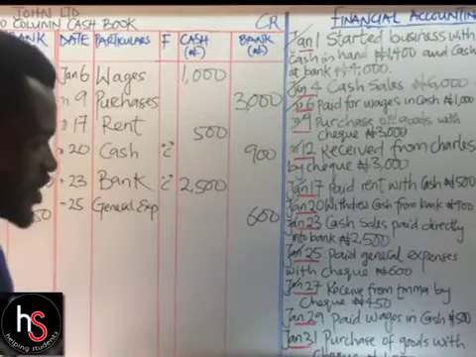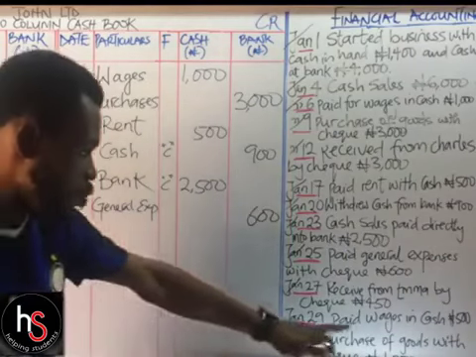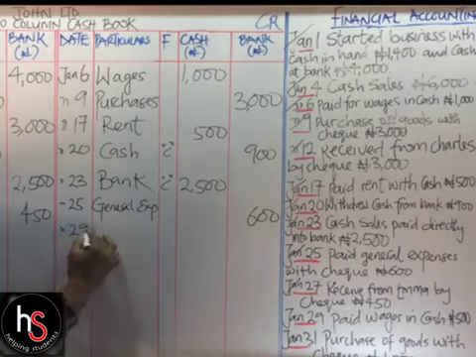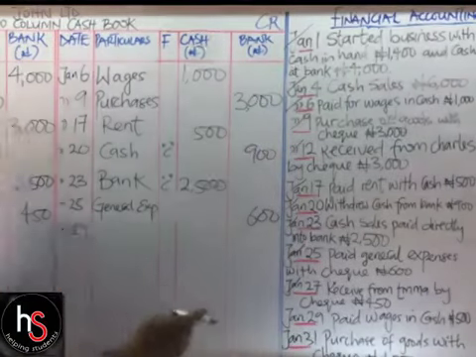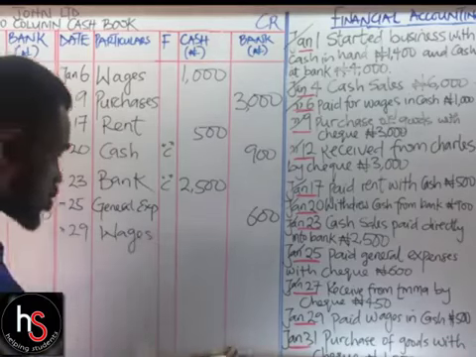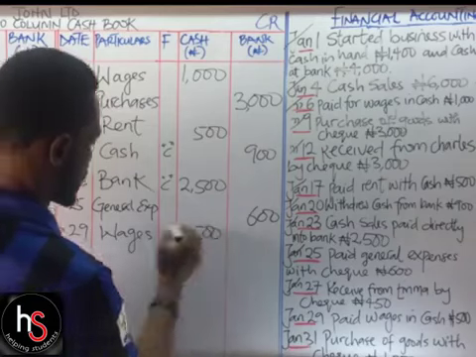So we move over to 29th. We have paid wages in cash. The money is also going out of the account. So paid wages in cash, 500 is an expense. It comes to the credit side. Wages in cash. So we record under the cash account. How much is it? 500.